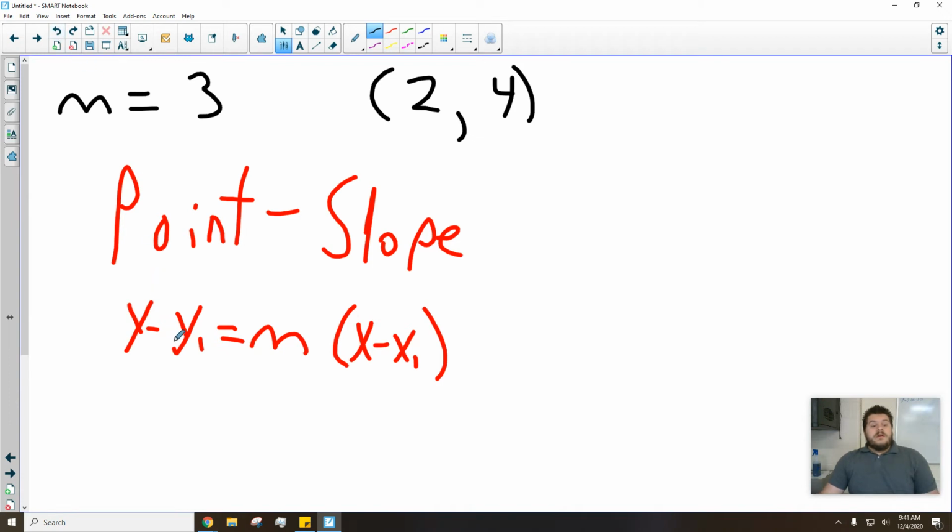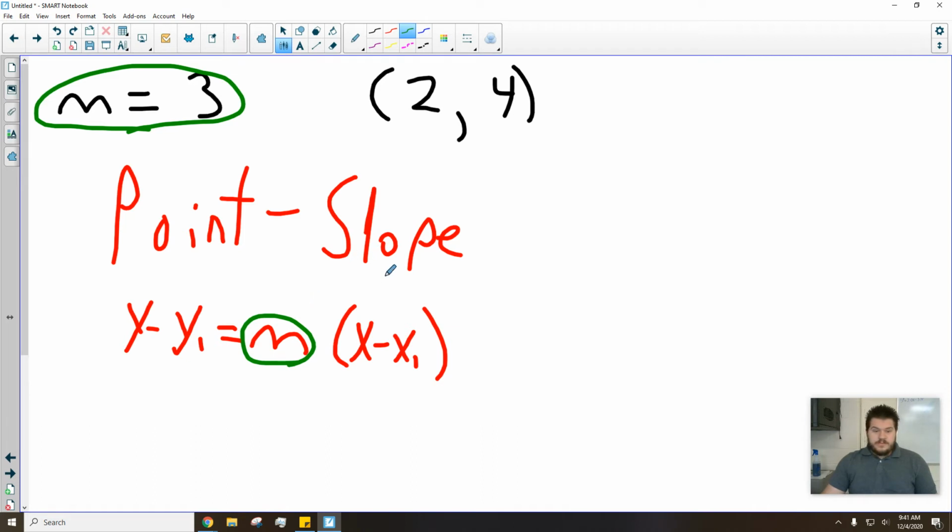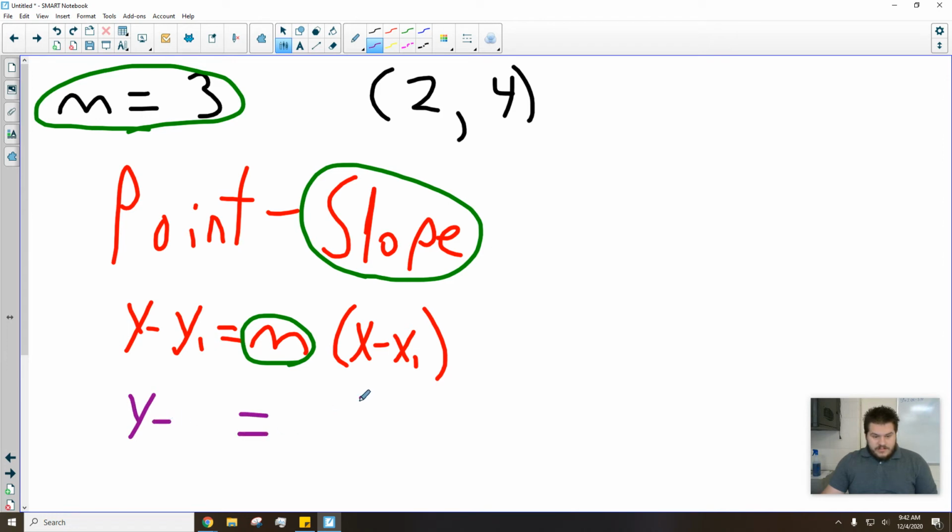Now, what does change is this y1, the m, and the x1. So the easiest thing to see is that right here we have m. M equals 3. That's our slope. So whatever this number is here, I plug in here. So I'm just going to go ahead and rewrite my equation, and I'm going to leave all my blanks. There. So this is the entire equation. I just didn't include these empty things.